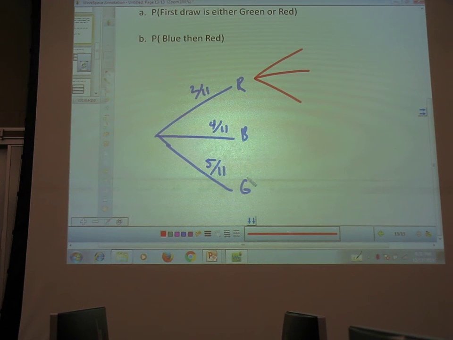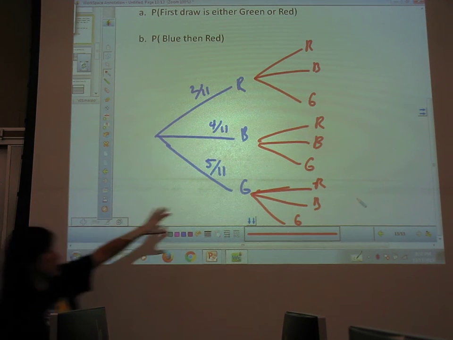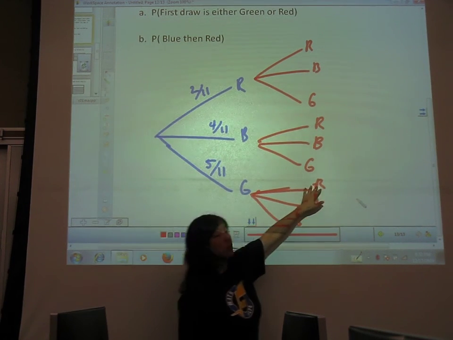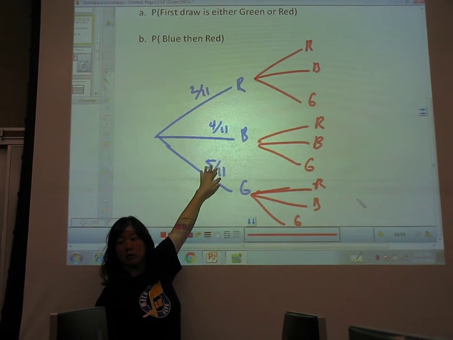So then, what's the probability? I could get a red, blue, or green. Here I could get a red, blue, or green. And here, red, blue, or green. Sorry, I got all this stuff. And make sure that you guys have this as your destination. If I did a red, the end of the destination should be green, the very end of the line. Along the line is where you put your probabilities.